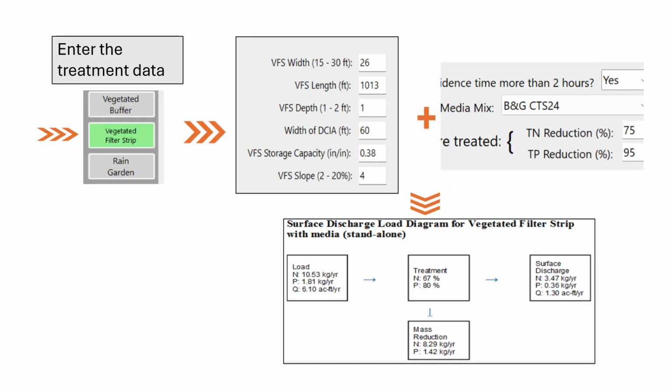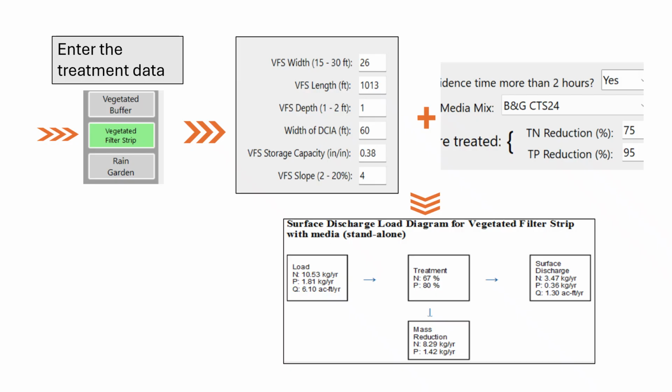Now we enter the physical dimensions and media treatment data for the system. There are important constraints to keep in mind for each input field. For example, the slope must fall between 2 and 20%. If any of your values fall outside the accepted range, the recommendation is to use the limit value that the software allows. To illustrate this, if your vegetated filter strip width is 35 feet, you would enter 30 feet, since that is the upper limit.